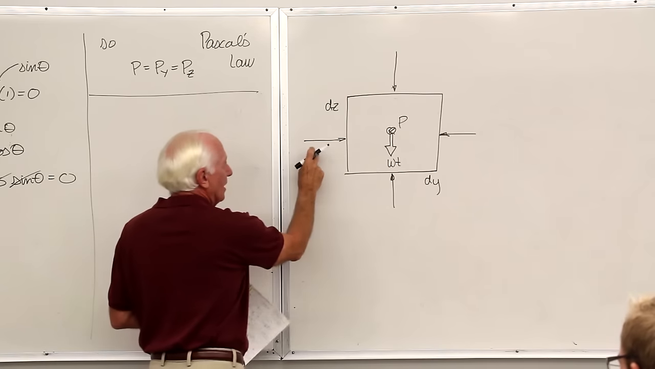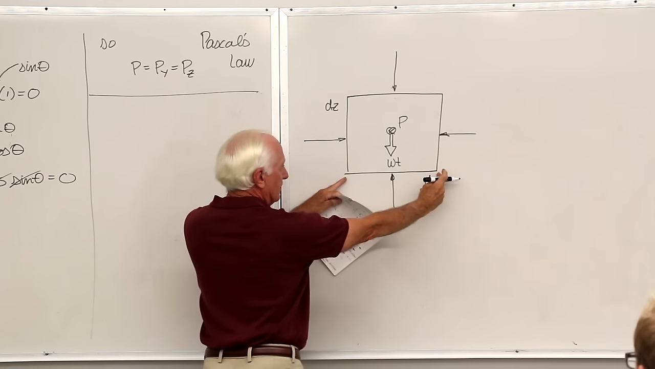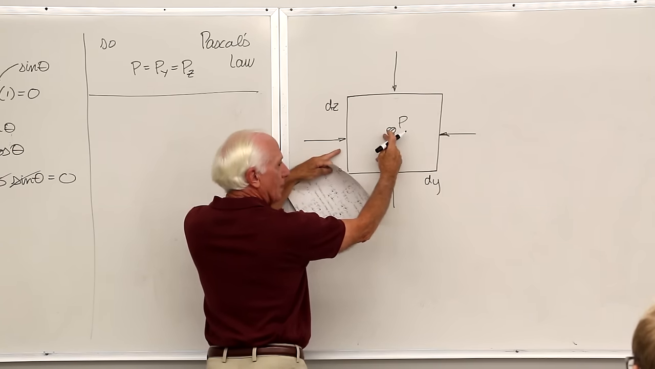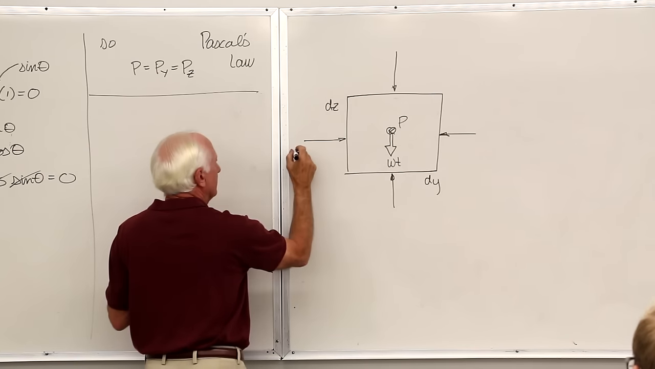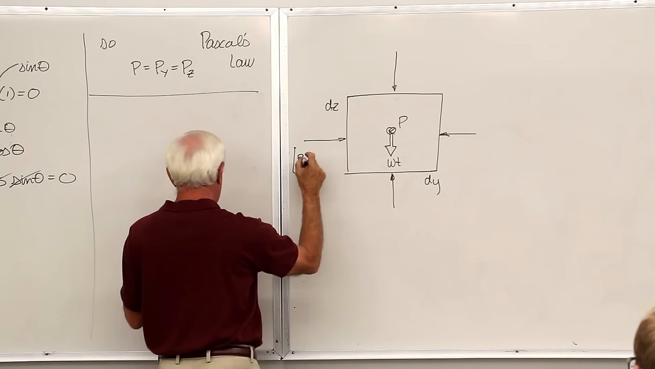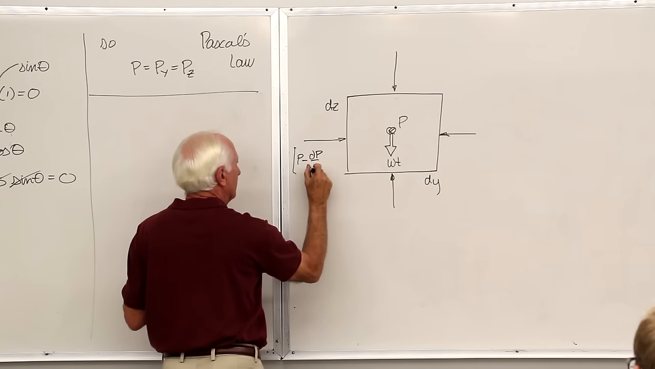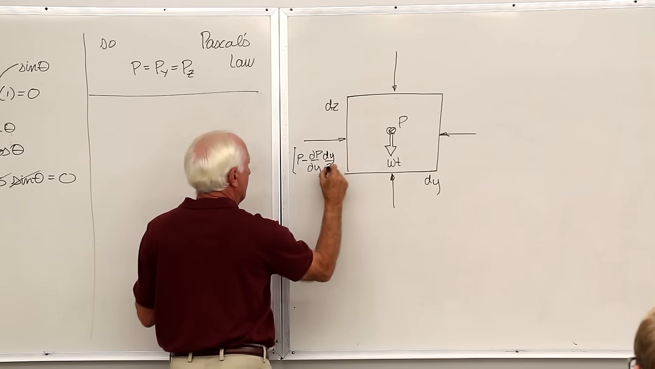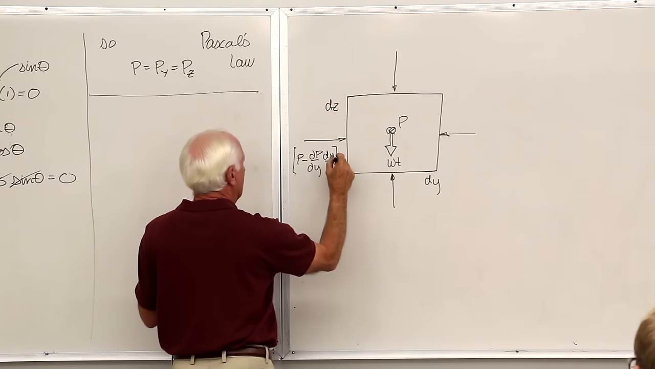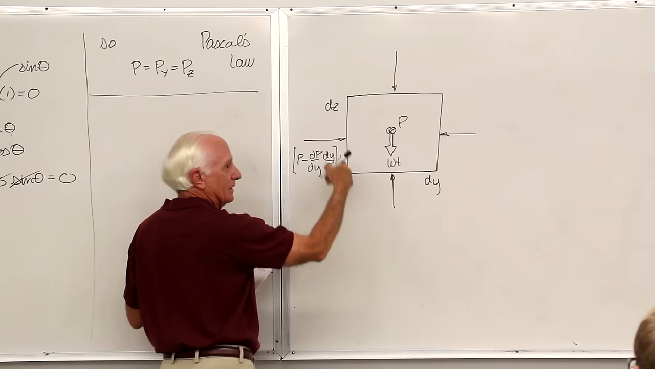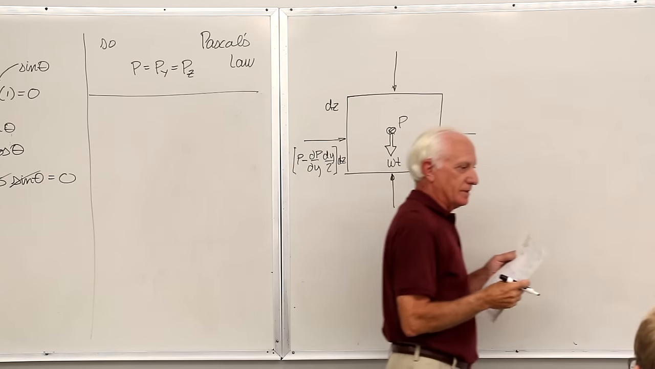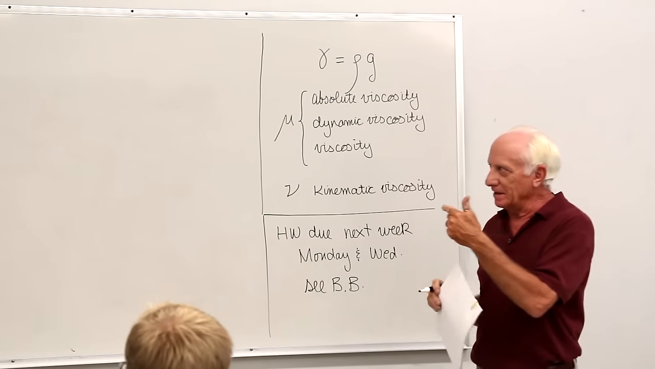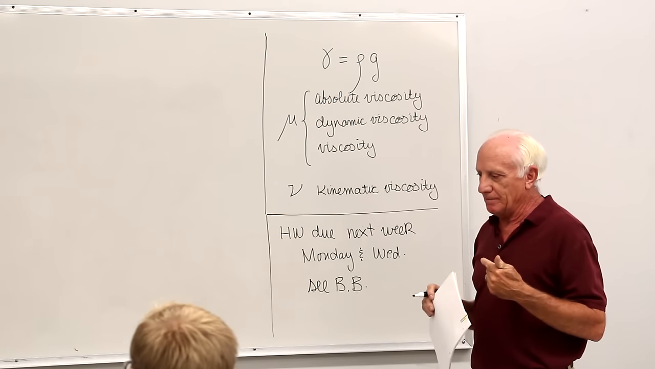Okay, the pressure on the left. Now here's delta Y between my fingers. How far from the center is the left-hand face? Delta Y over 2. So the pressure right here is P minus dP/dy times the distance you move, dy over 2, multiplied by dz. Don't forget, pressure times area is a force. That pressure acts on an area, dz times 1. 1 is the depth of that element into the board. We're going to assume unity depth into the board.